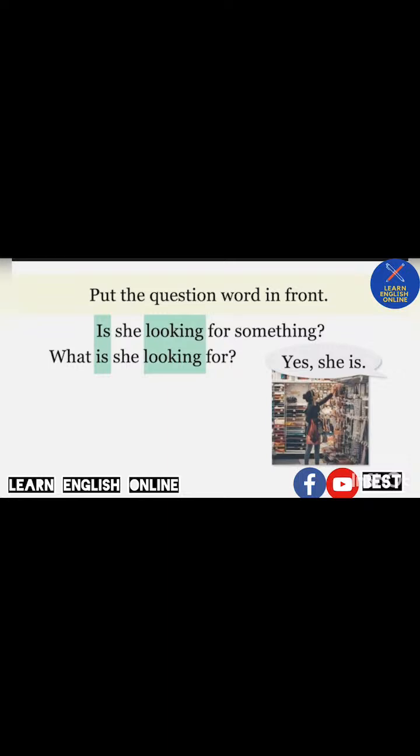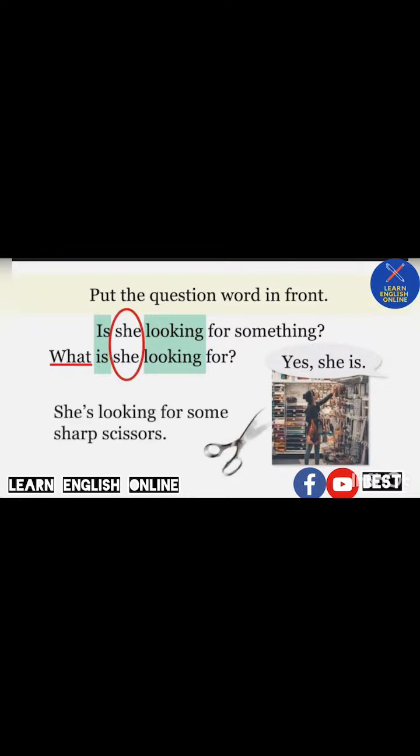There's a be verb and there's a verb with ing, and the subject is between these two. The information question also has a question word at the beginning. What is she looking for? She's looking for some sharp scissors.